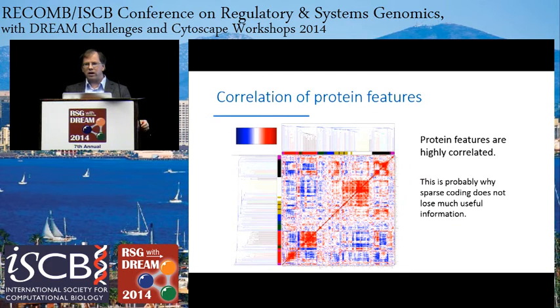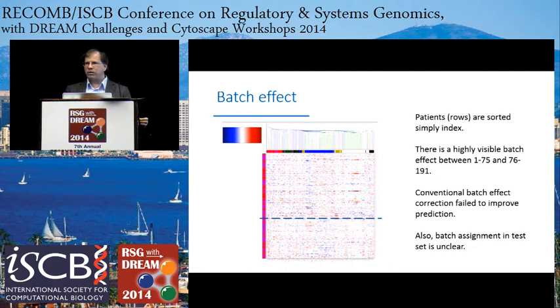The protein features were highly correlated, and this is probably why we're able to get away with something like 5 or 6 latent state vectors when we do the sparse coding without losing much useful information. And another thing which we were not able to exploit, and don't know the cause of, is what seems to be a pretty visible batch effect. If you just draw the heat map of the various protein data and sort just by patient index, there seems to be a visible difference, maybe not visible in this slide, but there are big patches of blue below the line and big patches of red above the line and vice versa. So there's significant variation. I don't know where this is coming from.